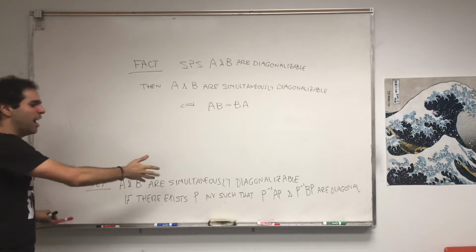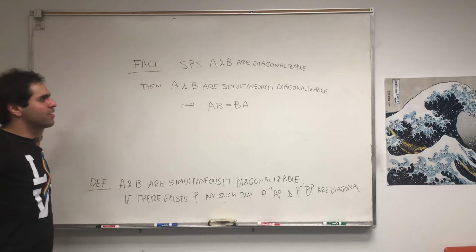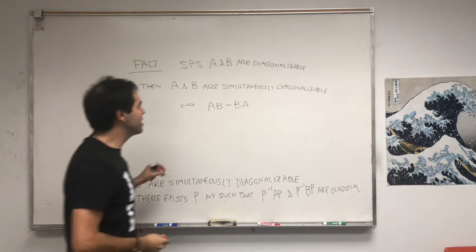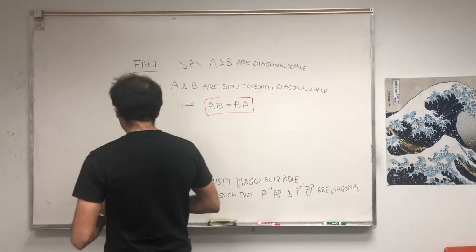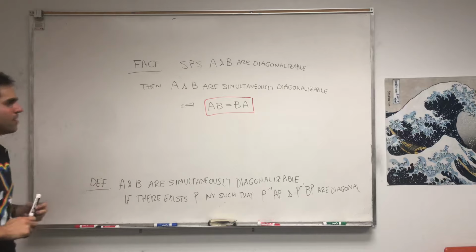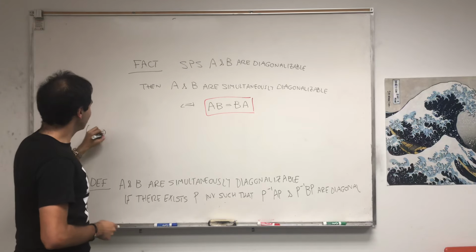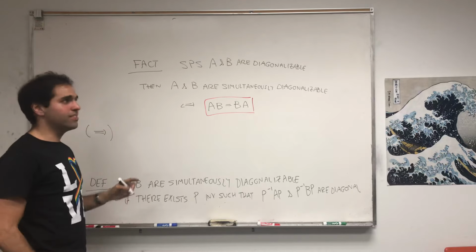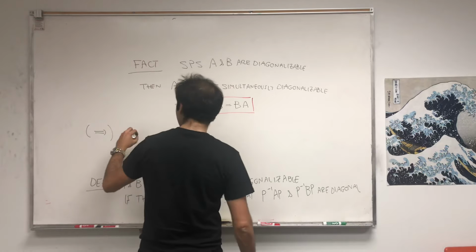How can having a common basis of eigenvectors be the same as commuting? But it turns out it is true, and let's prove it. The proof is not easy, but it's cool. First of all, let's do the easy part. If they're simultaneously diagonalizable, then they commute, but that's not too hard.